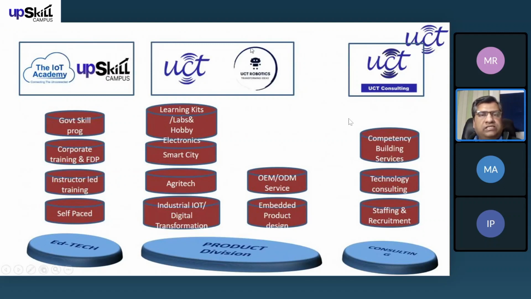In industrial automation or digital transformation, this is the vertical we are working in. We are giving a lot of solutions to smart cities, agri-tech, industrial IoT, and digital transformation. We also act as OEM and ODM, and we provide embedded product design services. In consulting, we give competency building, technology consulting, and staffing. Basically, we have many customers in India and abroad.